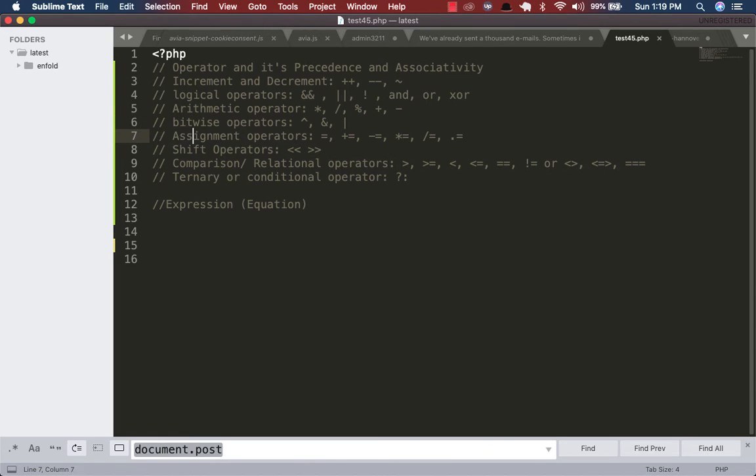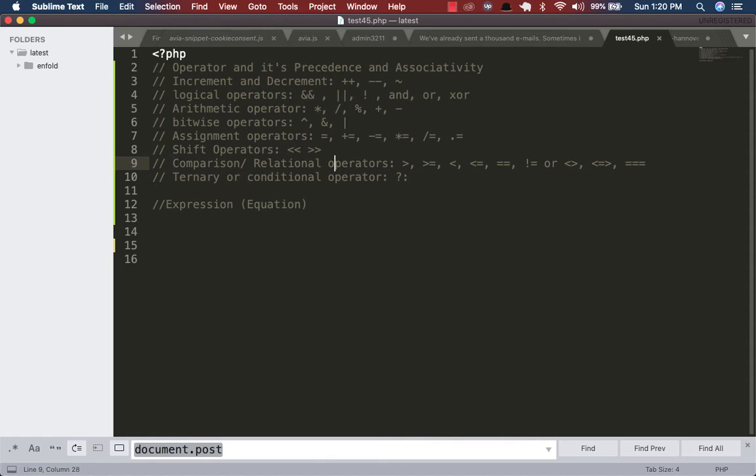Next ones are assignment operators. This is equal to, this is, we call these operators also shorthand operators. I will write some examples for it, then you will understand what it is. The next one is shift operators. This one is the left shift operator, and this one is called the right shift operator.